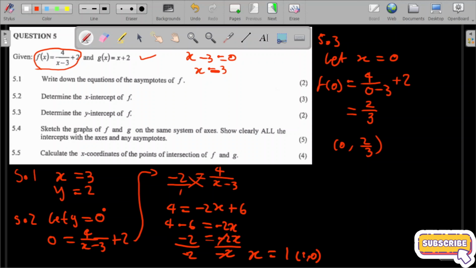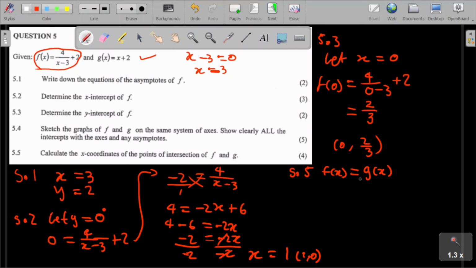Before we sketch our graph, I'm just going to do 5.5, which is the point of intersection, where f(x) = g(x). And my f(x) is what? It's 4 over (x - 3) plus 2, and then my g(x) is x + 2. And then from here, remember, we are solving for x. So we're going to take this to the other side.